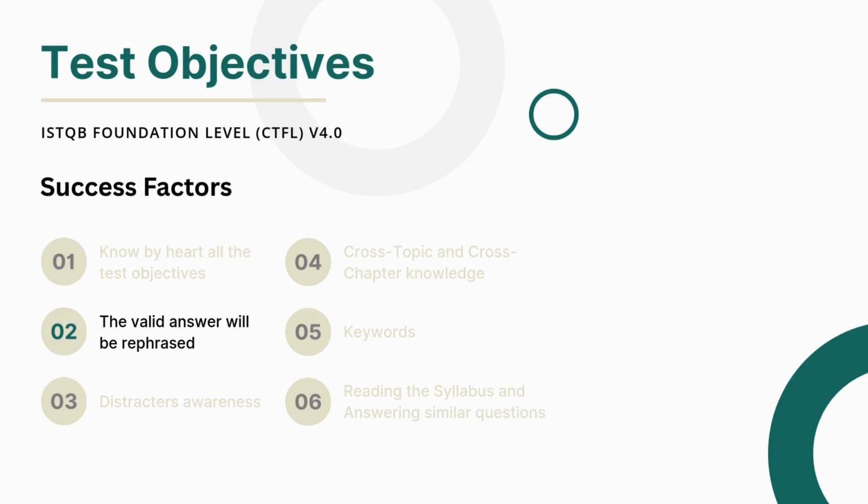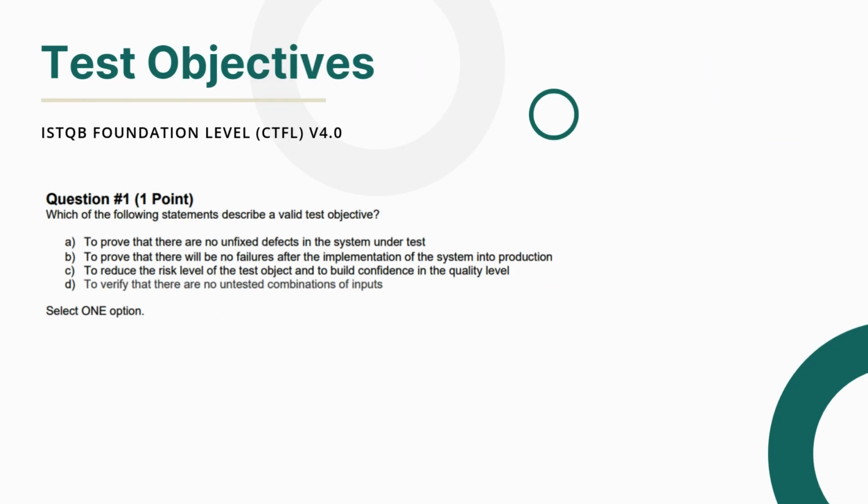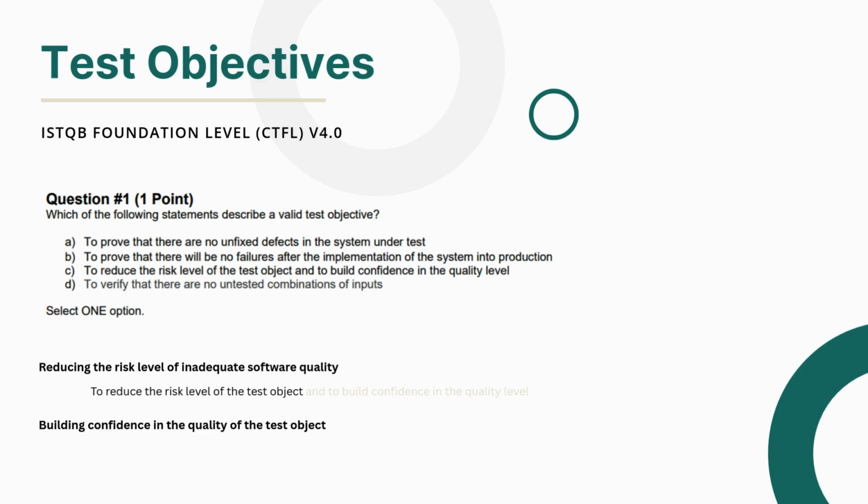Let me give you an example. In the syllabus, one test objective is reducing the risk level of inadequate software quality. In a quiz or exam question, this might appear as to reduce the risk level of the test object. Another syllabus objective is building confidence in the quality of the test object. In a quiz, this could appear as to build confidence in the quality level. Notice how the meaning is the same, but the wording is slightly different.